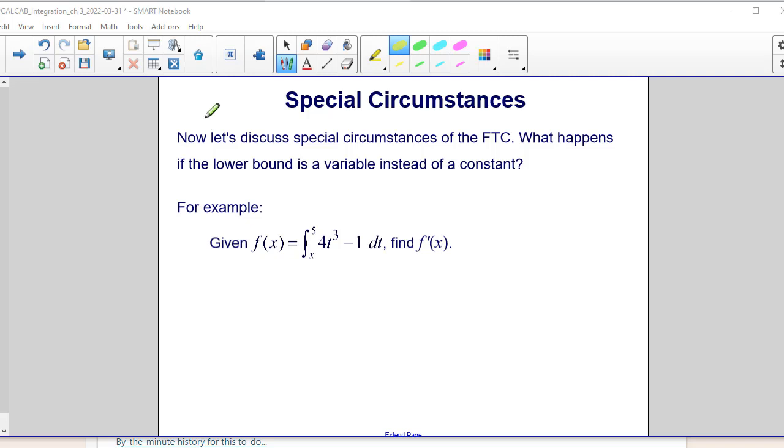Special circumstances. Now let's discuss special circumstances of the FTC. What happens if the lower bound is a variable instead of a constant? For example, in this function of x, our lower bound now is the variable x.